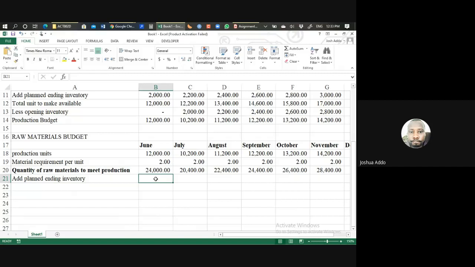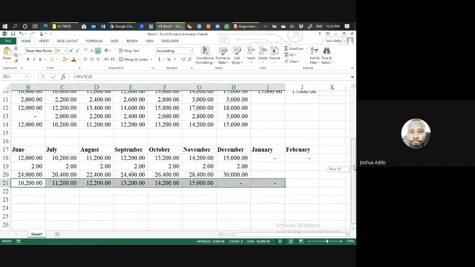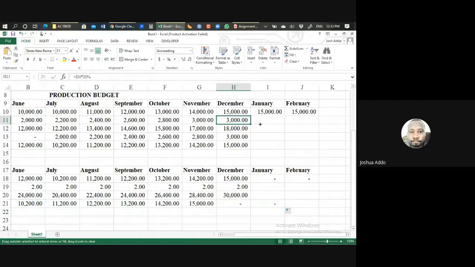And the ending inventory for June is estimated as 50% of the following month's material requirement. The following month is July. So 50% of this should be the planned ending inventory for June. And it has to move in that fashion. Okay, so it means that here, we also need to extend this to at least January.